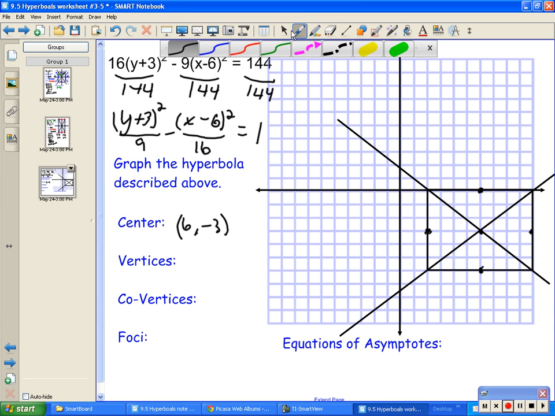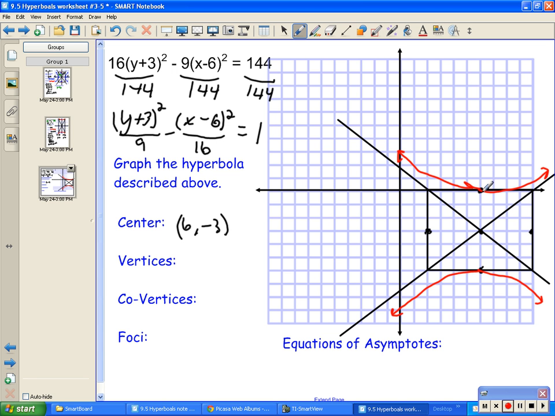Okay, so let's sketch this. I'll use a red one. And so it's going to open up and down. And so this means that our hyperbola is going to open like this. And it's going to get close to this asymptote line but never cross it. So same thing here, and here. Okay, so we have it drawn.